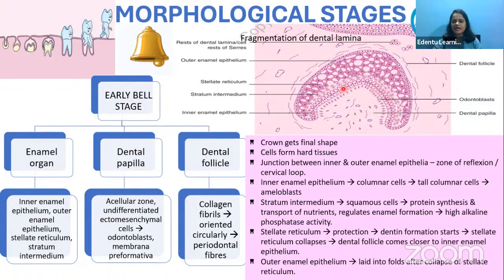So what it does, again, a really good mechanism is happening here. What actually happens is that these stellate reticulum cells are here, right? These stellate reticulum cells that are seen above this inner enamel epithelium. What happens to these cells is that they get collapsed. Now, what happens when they get collapsed? This outer enamel epithelial cells and this dental follicle, or the dental sac, will come in close contact with the inner enamel epithelial cells. And they take nutrition from this dental follicle cells.